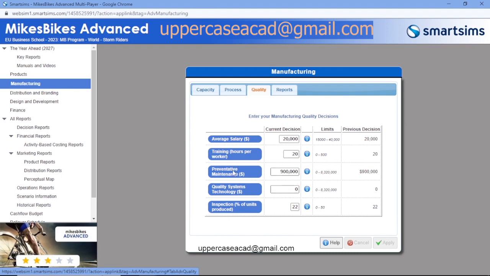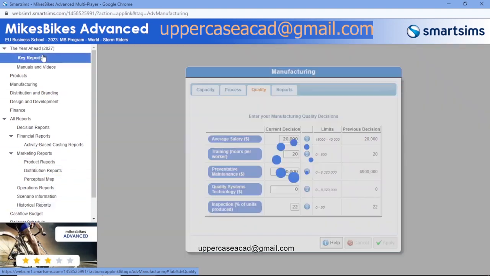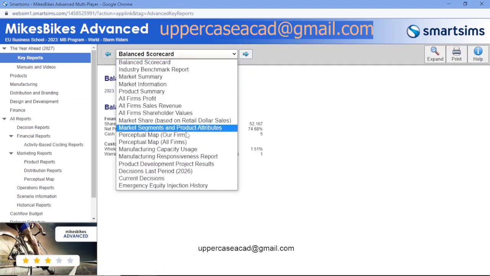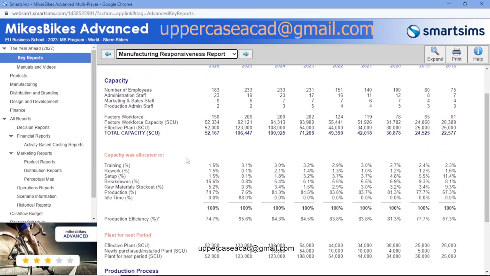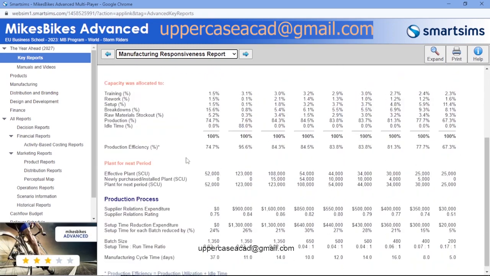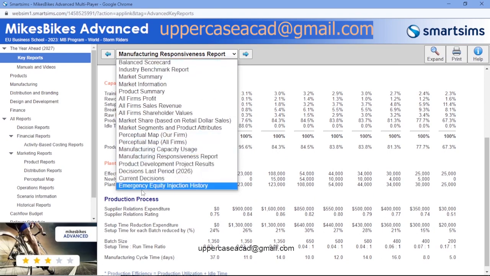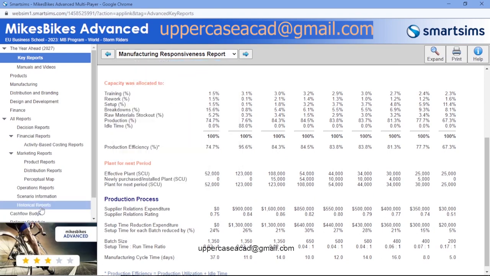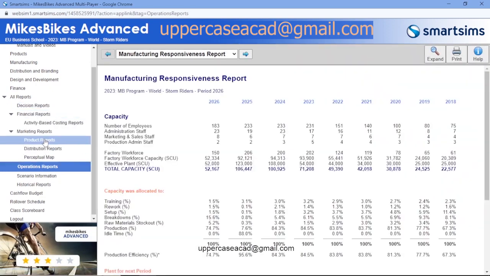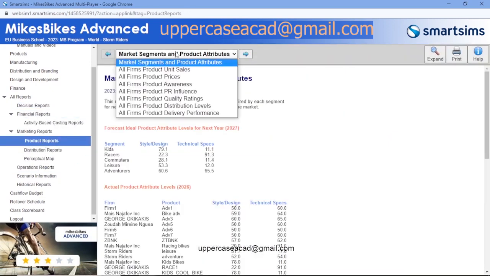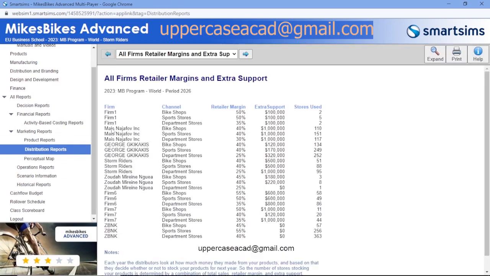The next, we have the preventative maintenance. If you look at our marketing responsiveness, let me just go into the key reports, then the responsiveness report, because you should be going back and forth between your manufacturing and the responsiveness report. Then again, we have the quality. Let me just check the product.